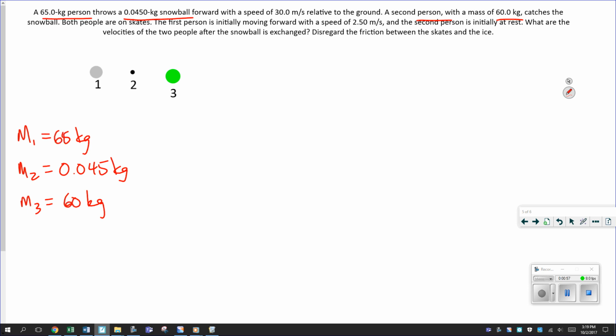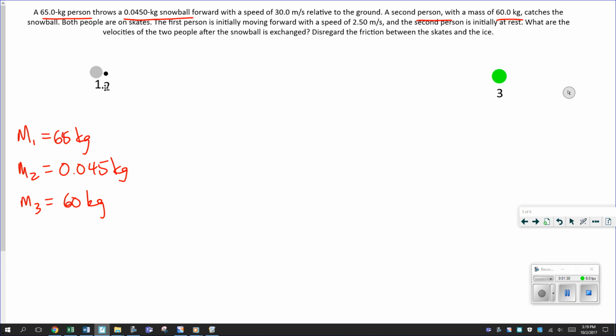Well, the 65-kilogram person throws a snowball. So that means there's an interaction between the snowball and that person. All right, then the snowball flies through the air and hits the second person. So there's a second interaction between the snowball and the second person. That means there's two different interactions that happen here. And for that reason, I'm going to talk about the interaction involving the other person later. For now, I'm going to talk about the interaction between the snowball and the first person.